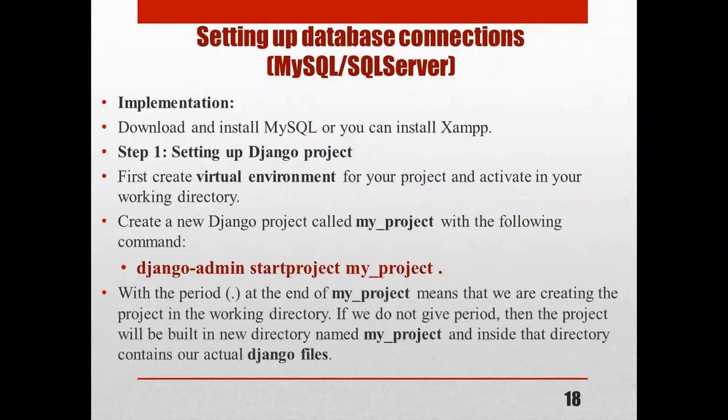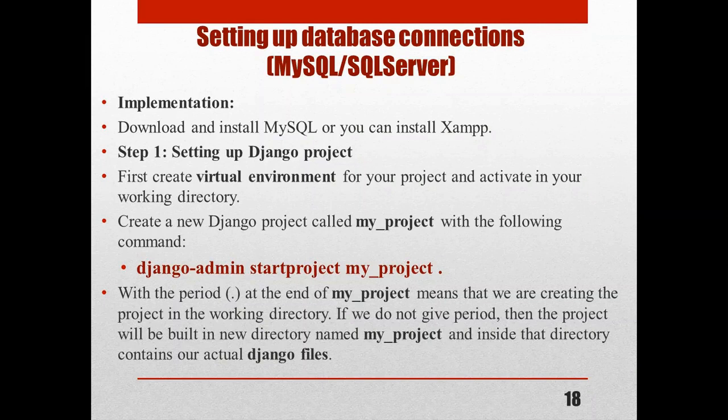Here are the implementation steps for setting up the database connection with MySQL. For that, we have to download and install MySQL on our system, or we can install the XAMPP server. There are a few steps for setting up the database connection between Django and MySQL. The first step is to set up the Django project. First, we have to create a virtual environment for the project and activate it in our working directory.